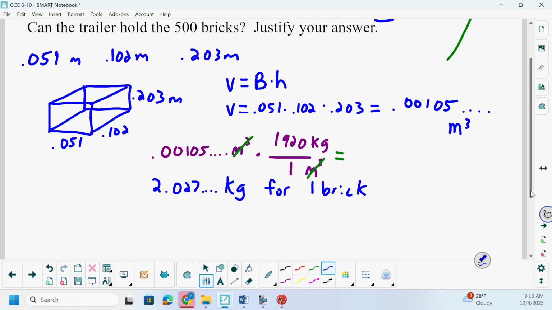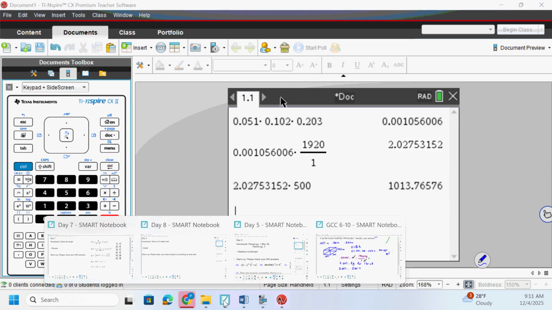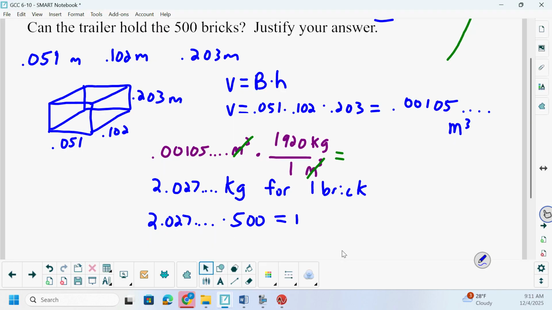However, we have 500 bricks. So we're going to take that 2.027 dot, dot, dot. We're going to multiply it by 500, and that'll give us our kilograms for all 500 bricks. So we can just do times 500. So we get 1,013 and change. So we'll write that out with a couple decimal places. 1013.705 dot, dot, dot kilograms.